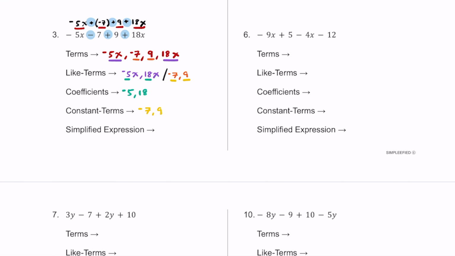And then for our simplified expression, if we go ahead and combine these two, we can add their coefficients. So negative 5 plus 18, that's going to be positive 13. So this will be 13x when you combine those two together. And then you can combine these like terms, negative 7 plus 9, that's going to be a positive 2. So we can go ahead and write plus 2. This would be our simplified expression.